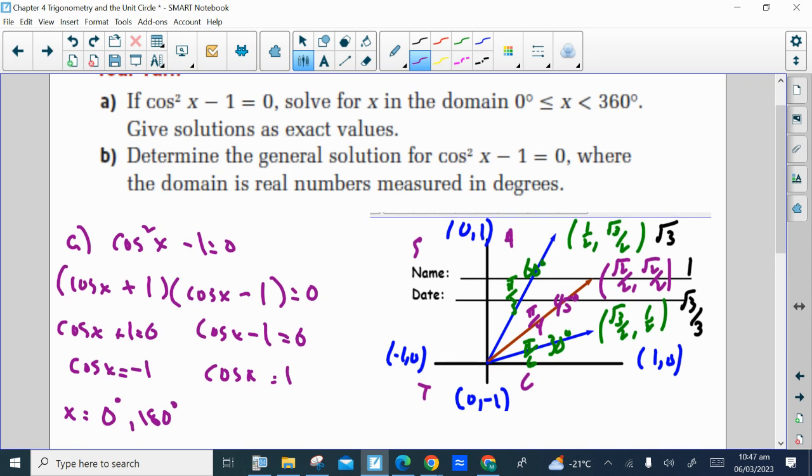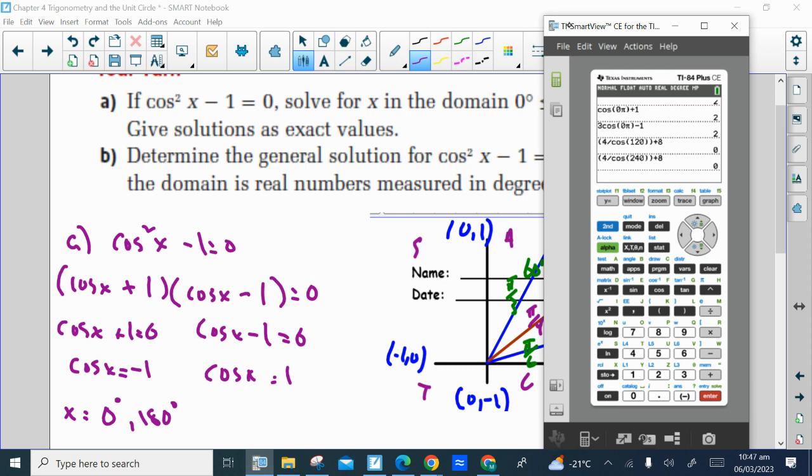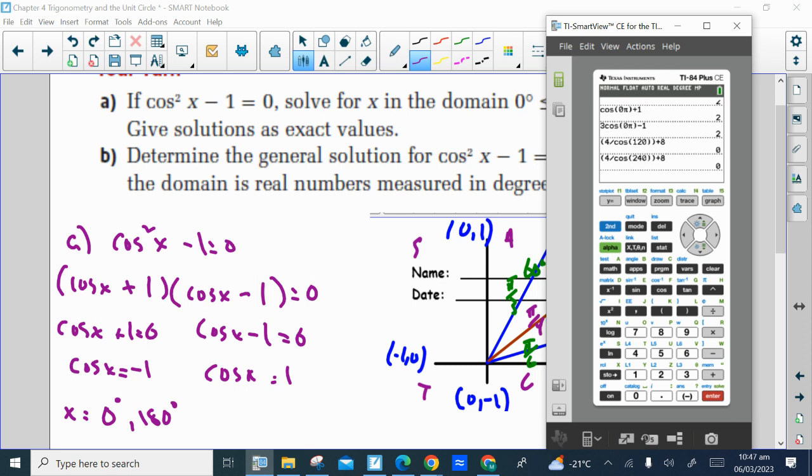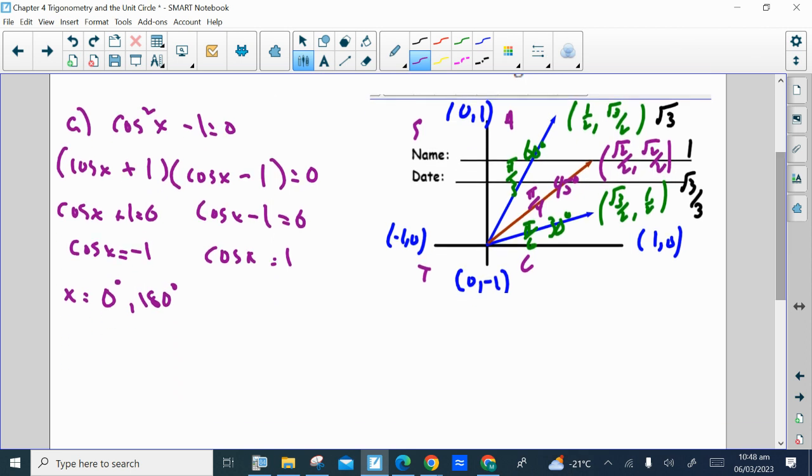So we can check those answers before we state the general solutions. Again, we need to be in degrees, which I am. Open a bracket because I have to square the cosine of first 0. Actually, let's do 180 first. It'll just be easier to do the second one. So close the bracket on the cosine of 180 before we square it, and then minus 1 does equal 0. Now checking 0 degrees, deleting the 180, that also works.